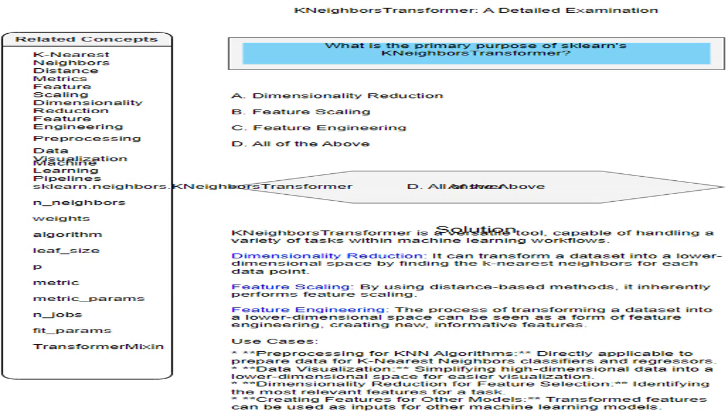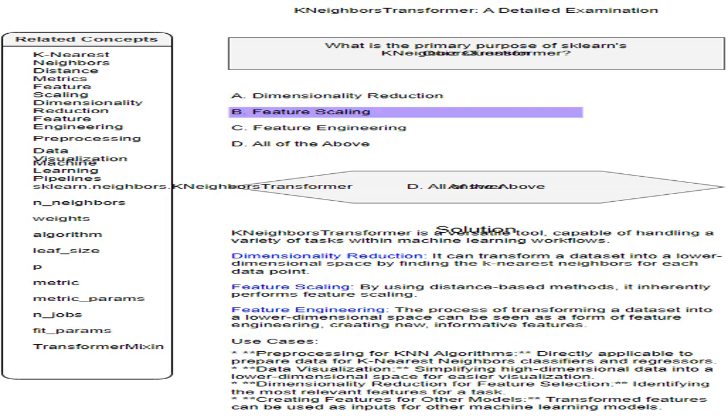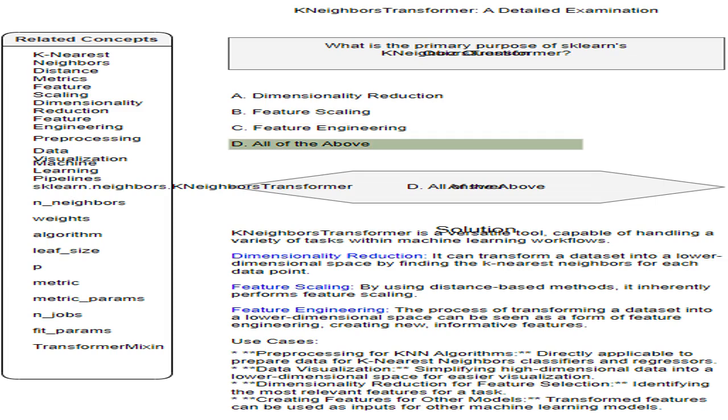What is the primary purpose of sklearn's KNeighborsTransformer? A. Dimensionality reduction. B. Feature scaling. C. Feature engineering. D. All of the above. Correct. KNeighborsTransformer can reduce dimensionality by finding the k-nearest neighbors for each data point. This essentially transforms the data into a lower dimensional space.